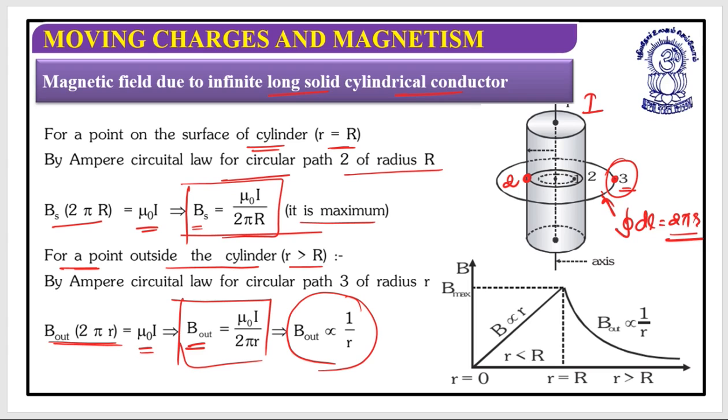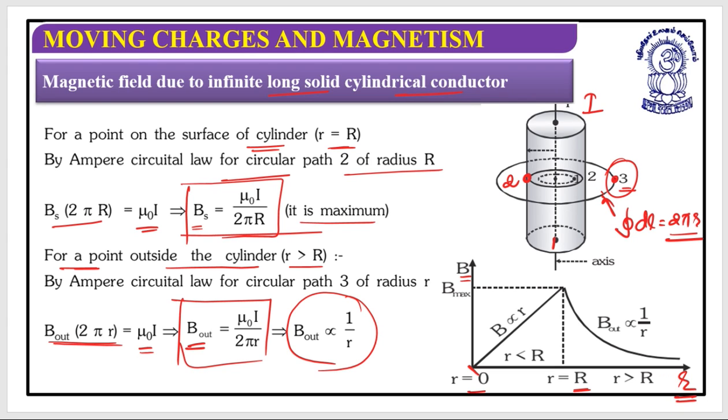Is it clear? So if I plot a graph of magnetic field versus distance, where the distance is measured from the axis of the cylinder, at 0 the magnetic field is 0. From 0 to radius R, I need to use the relation for the inside magnetic field. We have performed this kind of thing in electric charges and fields as well as potentials.